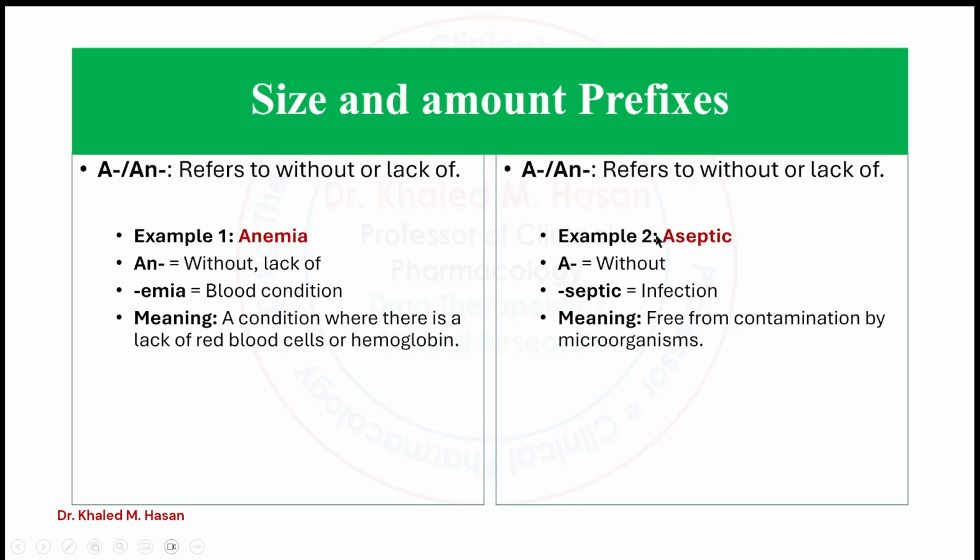Moving to another example for A or an as prefixes, we have aseptic, mean a without. Septic mean infection. When you talk about aseptic, here we talk about free from the contamination by microorganism.